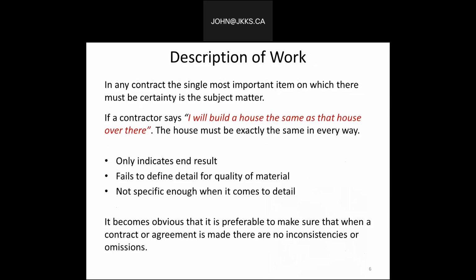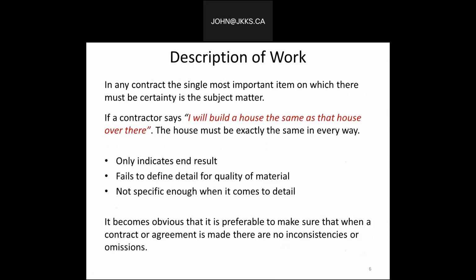Again, when we start thinking about this description of work in any contract, the single most important item on which there must be certainty is the subject matter. If a contract says, I will build a house the same as that house over there, the house must be exactly the same in every way. That's according to a legal perspective.